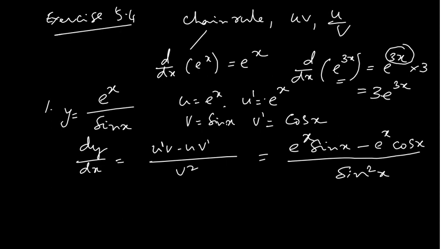So that's the dy by dx. If you want, you can take e power x common here, so you get e power x times sine x minus cos x, whole divided by sine squared x. That's the end of it. It's done. So we go to the next question.